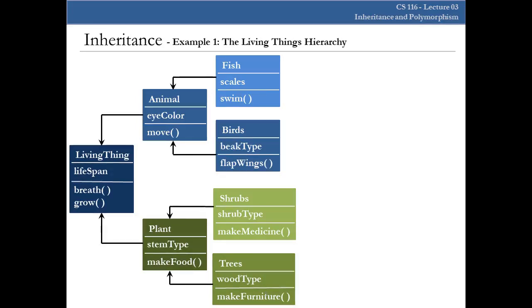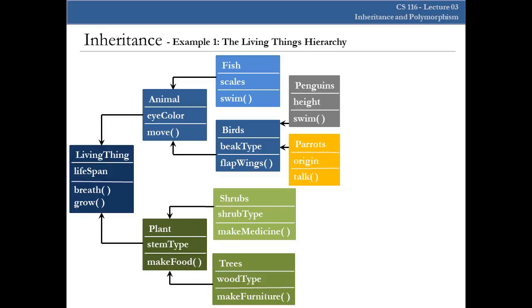Now let's add a fourth layer to this hierarchy. I am deriving two more classes from birds: penguins and parrots. For each of these two classes, you can see that I have defined some distinguishing attributes and behaviors. Penguins can be differentiated by their heights, and penguins can swim, although not all birds can swim. Similarly, for parrots, I have declared an attribute origin and a method called talk. Parrots can talk.